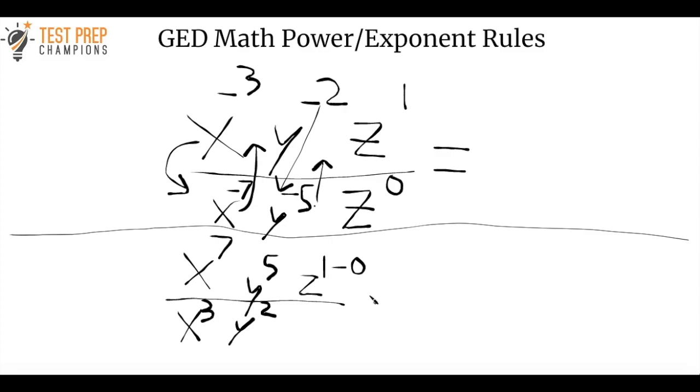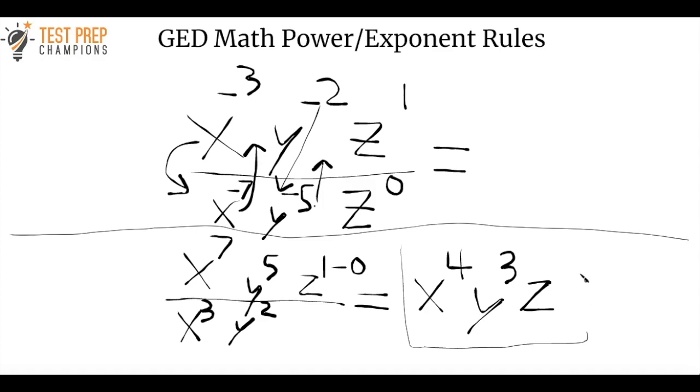Okay, so let's rewrite this now. And remember that subtraction rule, because we've got the same bases here. x raised to the 7 divided by x raised to the 3, well, we can subtract. We can do 7 minus 3, which gives us x raised to the 4th. Okay, and we can do the same thing here with the y's. We've got y raised to the 5 divided by y raised to the 2, and that becomes y raised to the 3, because 5 minus 2 is 3. Okay, and z, again, z to the 1 minus 0 is just z to the first power. Any number raised to the first power is just equal to itself. All right, so our final answer here should be x raised to the 4th power times y raised to the power of 3 times z.